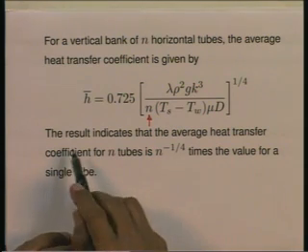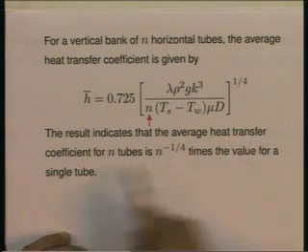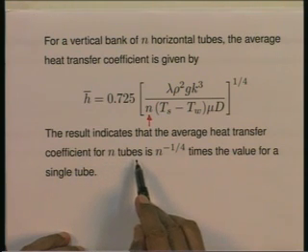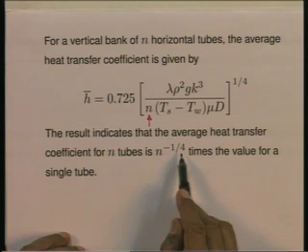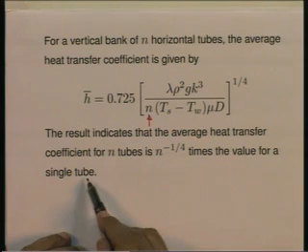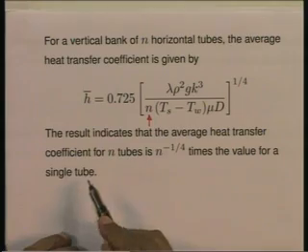So, the result indicates that the average heat transfer coefficient for n tubes is n to the minus 1/4 times the value for a single tube. That is what the result indicates. So, if you have a bank of n tubes, you get the value for the topmost tube, a single tube, and then if you just multiply it by n to the power of minus 1 by 4, whatever n is, n may be a bank of 2 tubes, 3 tubes, 4 tubes, 5 tubes, then you will get the average value for all those number of tubes.